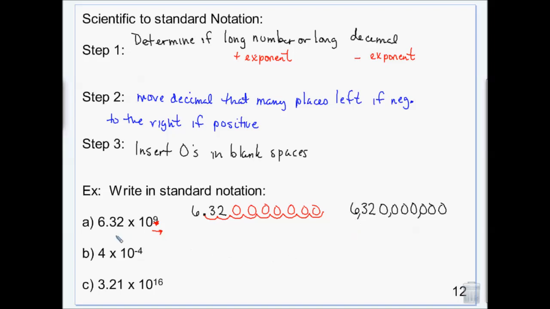Yikes. 6,320,000,000. So that's method 1.